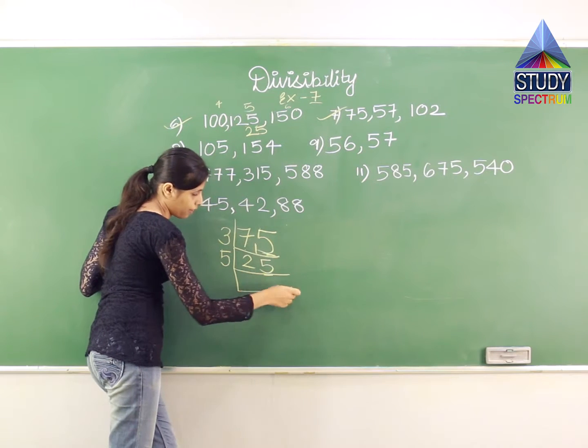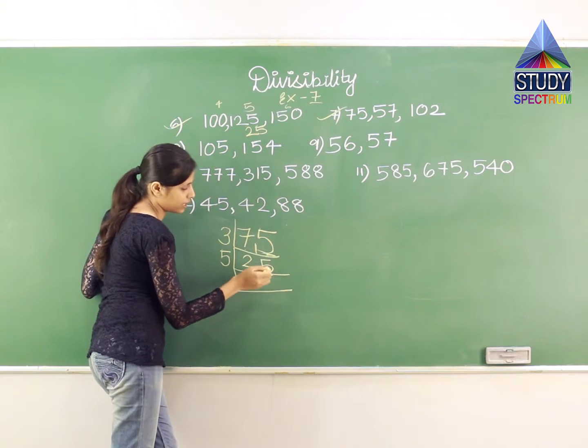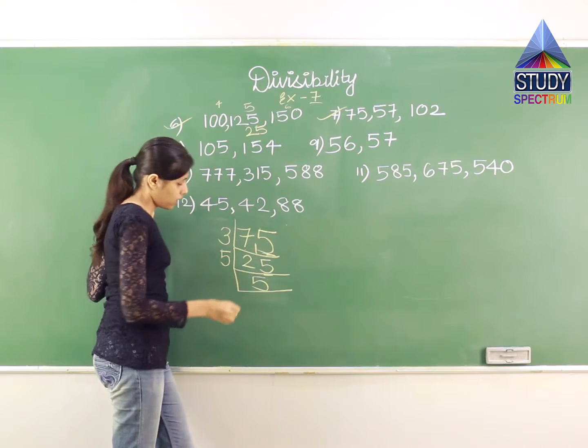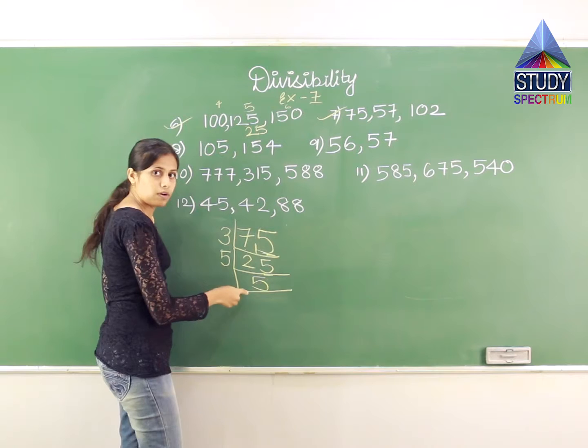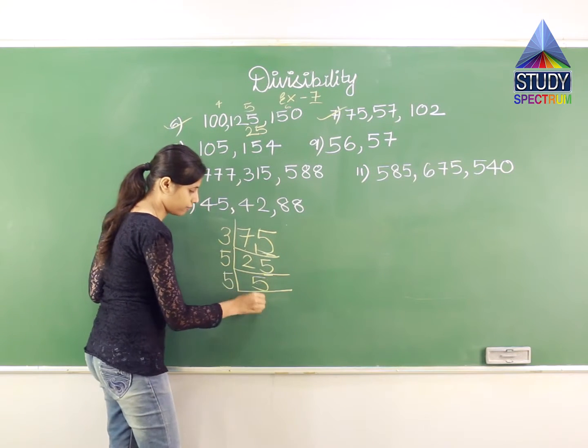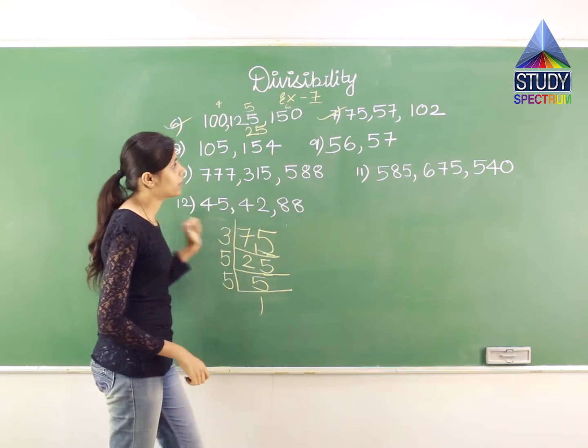5 5s are 25, so I'll write 5 over here. Then I have 5 over here. 5 is again divisible by 5. So I'll divide 5 by 5. I'll get the answer as 1.